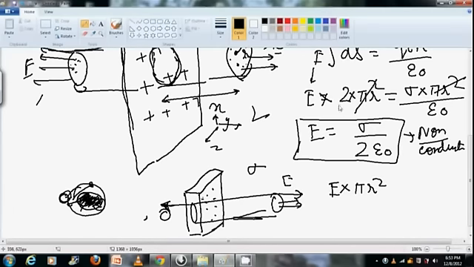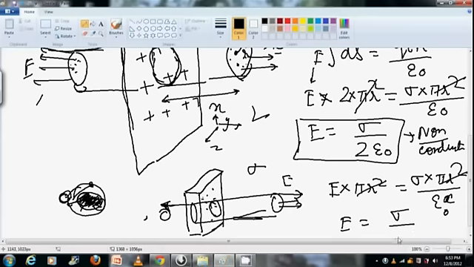So this factor of 2 pi r square is not there, because on one of the faces of the cylinder, which is inside the metal, there is no electric field. So the flux is 0 there, and only here is there flux. So E times pi r square, and the rest will be the same. Surface charge density is again sigma, so sigma times pi r square by epsilon naught. This pi r square gets cancelled. So E is equal to sigma by epsilon naught. There is no factor of 2 here.